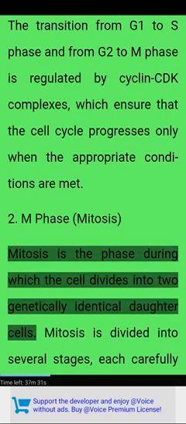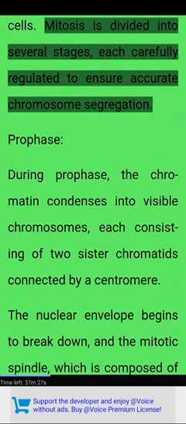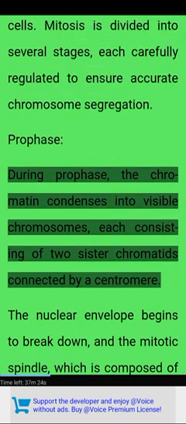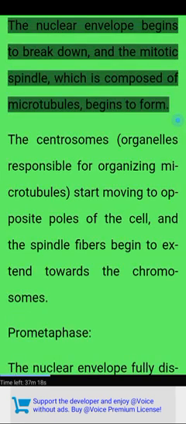2. M phase (mitosis). Mitosis is the phase during which the cell divides into 2 genetically identical daughter cells. Mitosis is divided into several stages, each carefully regulated to ensure accurate chromosome segregation. Prophase. During prophase, the chromatin condenses into visible chromosomes, each consisting of 2 sister chromatids connected by a centromere. The nuclear envelope begins to break down, and the mitotic spindle, which is composed of microtubules, begins to form.